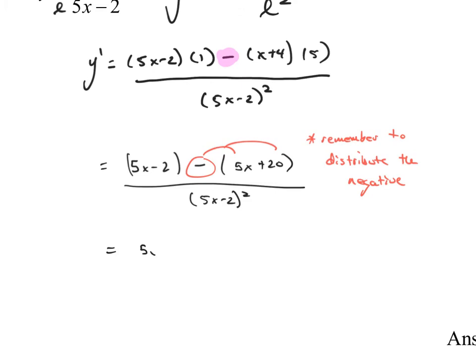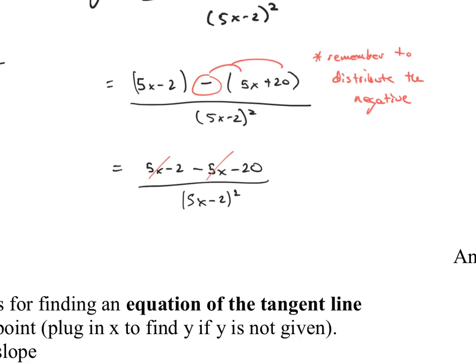So I have 5x minus 2, distributing the negative, I would have a minus 5x. Distributing the negative, I would have a negative 20. A lot of people would have a positive 20 on that one. I have 5x minus 2 quantity squared on bottom. I'm still messing with that top, right? I see the 5x's cancel. I can combine like terms. If I combine like terms, I'm ending up with the derivative y prime equals, well, negative 2 minus 20 is negative 22. This is all over 5x minus 2 quantity squared.